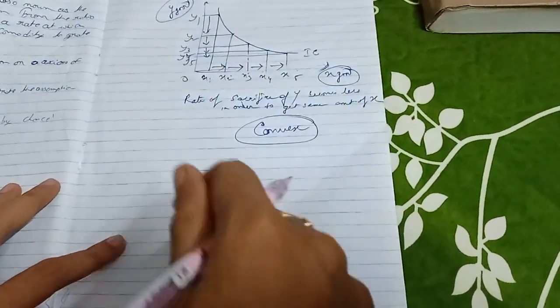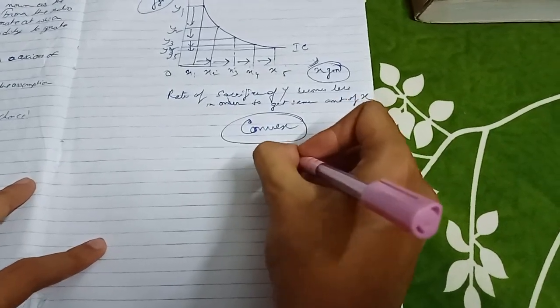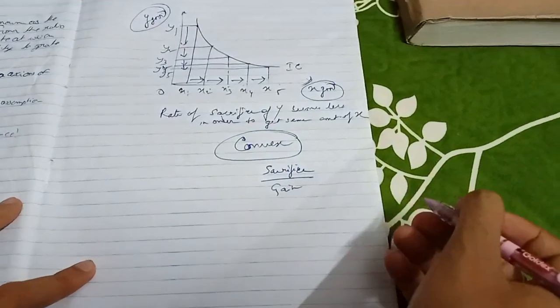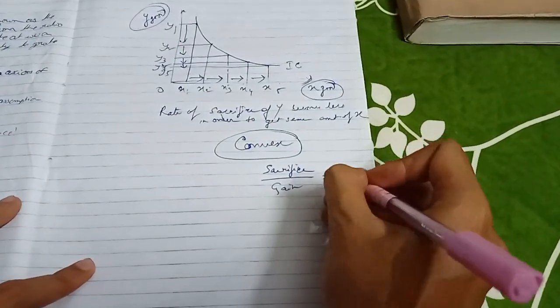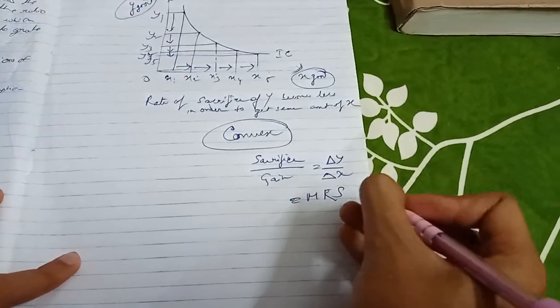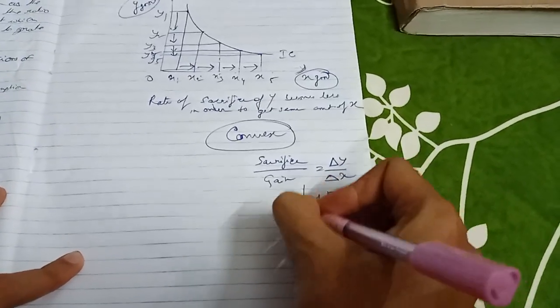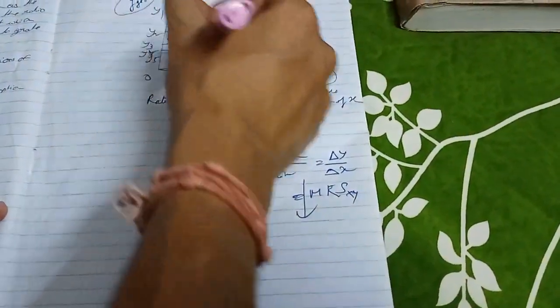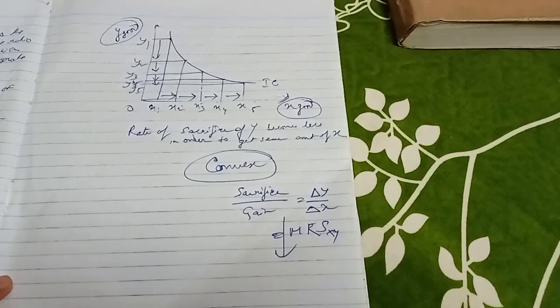So a curve becomes convex to the origin when the sacrifice by gain, that is delta Y by delta X, which is also known as marginal rate of substitution of XY, goes on falling. When this falls, the curve will always become convex to the origin. The curve will always become convex.